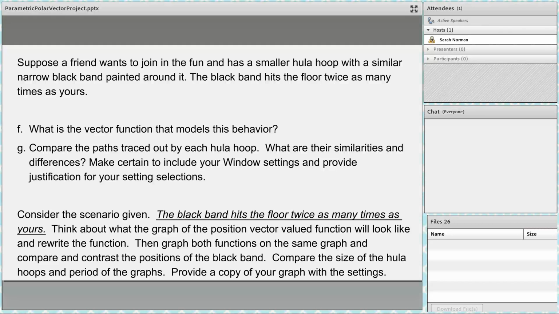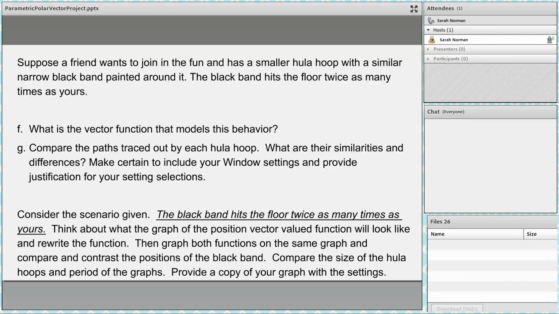Then on part G, you're going to compare the paths. So you want to take your answer from F and graph it with your original hula hoop position vector, and then just determine what their similarities and differences are. So really, it can all be summed up in the scenario that I have there underlined. The black band hits the floor twice as many times as yours. So think about what the graph of the position vector valued function will look like and rewrite that function.